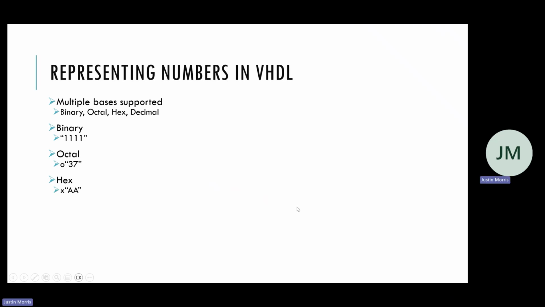So hex, you prepend an X instead of an O. And then you have the quotations again, and now you're just putting hex numbers here. So AA, so this is 16 times what? What is A? A is 10. So 16 times 10, 160 plus 10, right? So this is 170.